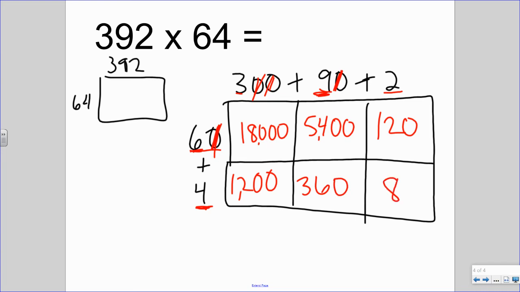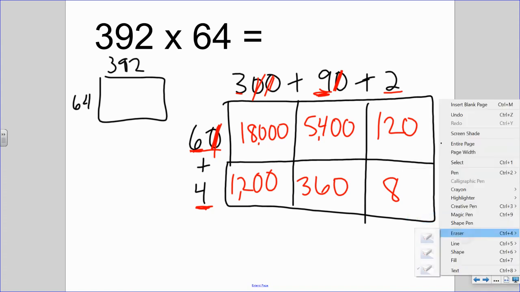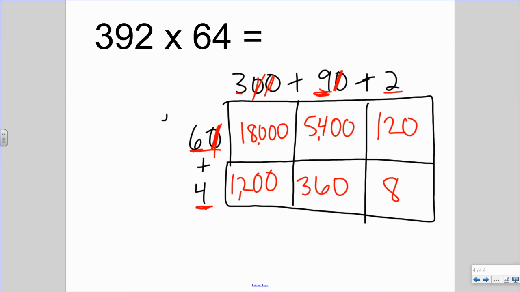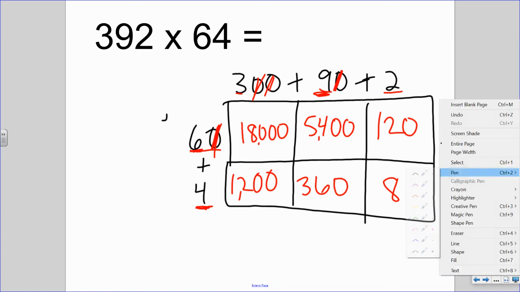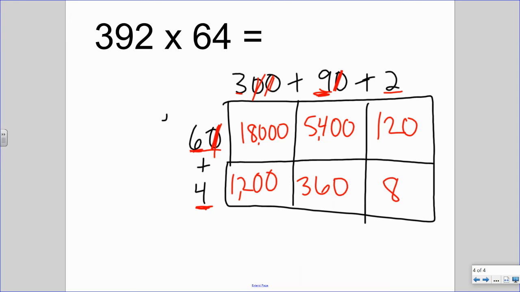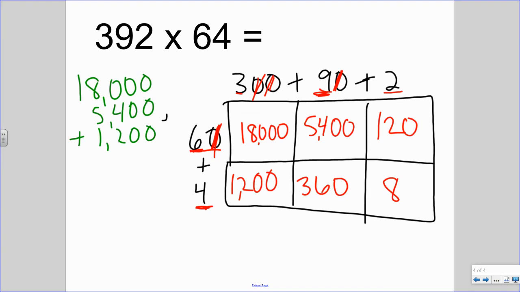And so to finish this one up, guys, we have to add 6 different numbers together, which can be very, very easy to make a mistake. So I don't ever recommend that you do it all in one shot. Take some of the numbers, like I'm going to take 18,000, which is a big one, and 5,400. I'm going to take another big one, 1,200. And so that is this one, and this one.